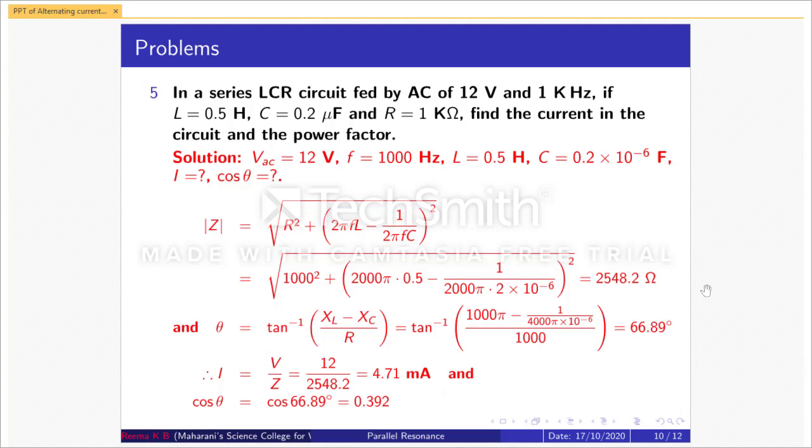We know that current I = V by Z. Substituting for V and Z in I, we get current I = 4.71 milliamp and cos theta is equal to 0.392.